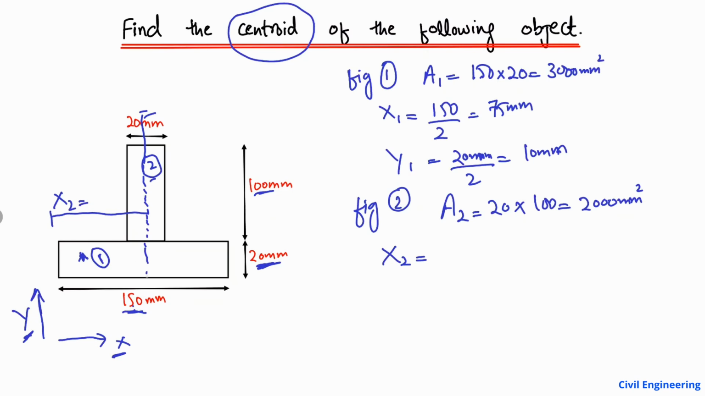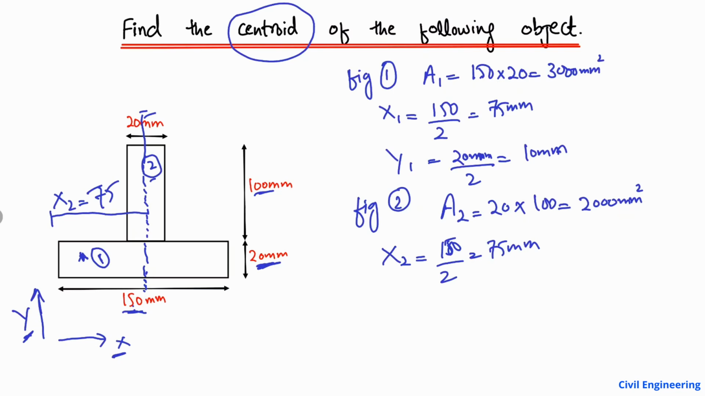We know the second object, object 2, is lying at the centroid of object 1. So we can simply divide this 150 by 2, and we will get our x2. So this is basically 75 millimeter. x2 is also 150 divided by 2, which is 75 millimeter in this case, because the second object is lying exactly on top of the first object. So the centroid in x is the same for object 2 and 1.